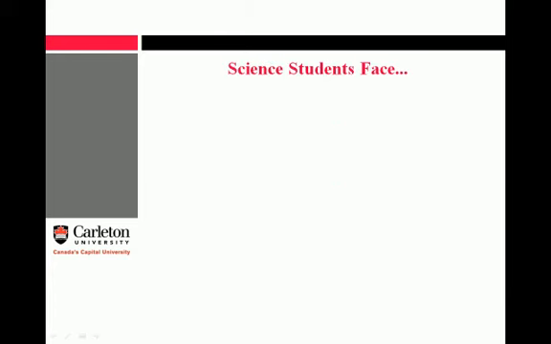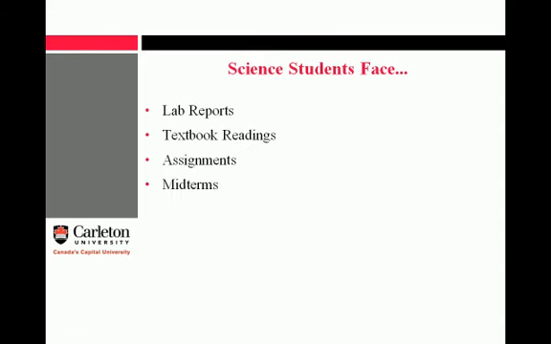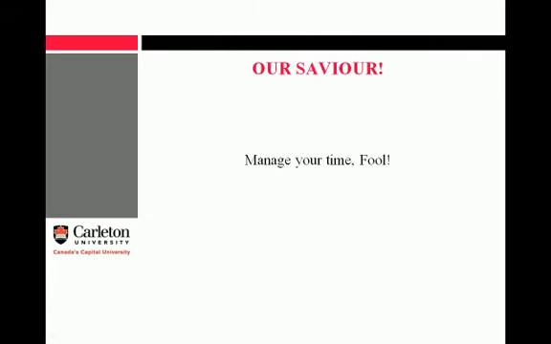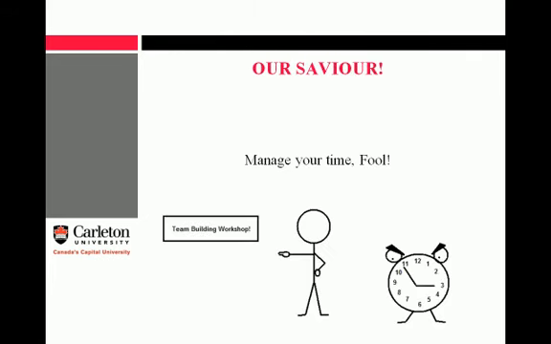And as science students, we face many things, so we need time management to do these successfully. We have to write lab reports, we have textbook readings, assignments, midterms, final exams, and not to mention extracurricular things like being on a sports team or a debating team or being part of a club, getting a pedicure, as in this case. So there's a lot of stuff, and we need to be able to manage our time efficiently. But how do we do that? You've got to manage it, and I'm here to tell you how to do that.